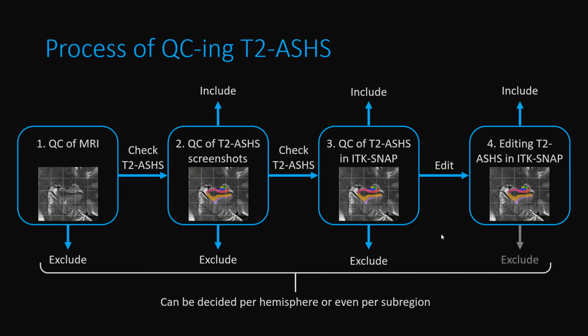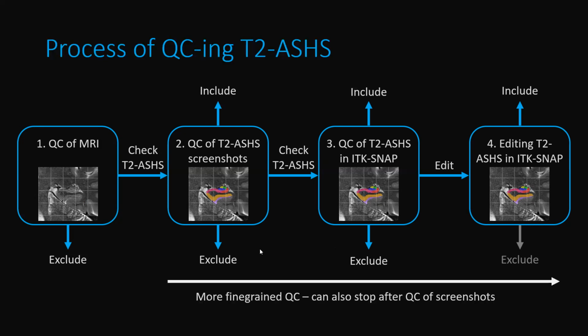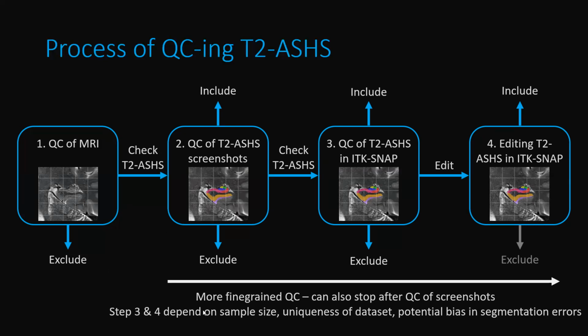For each of these steps, you can decide per hemisphere, or even per subregion. For example, for one subject you can keep everything except the left subiculum. That's a possibility, of course. From step 2 to 4 continues to be more fine-grained QC. You can also decide for your particular study to stop after the QC of the screenshots, but then you would have to make a decision to include or exclude based on those. Step 3 and 4 really depend on the sample size, how unique your data set is, potential bias and segmentation error, and so on.